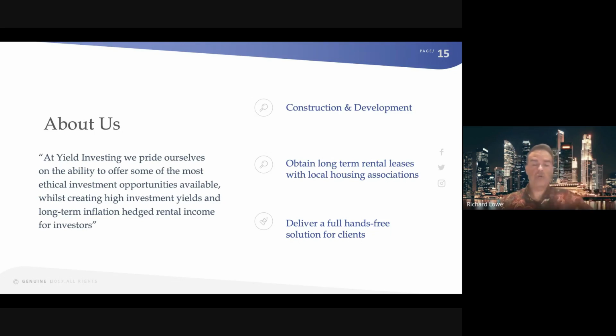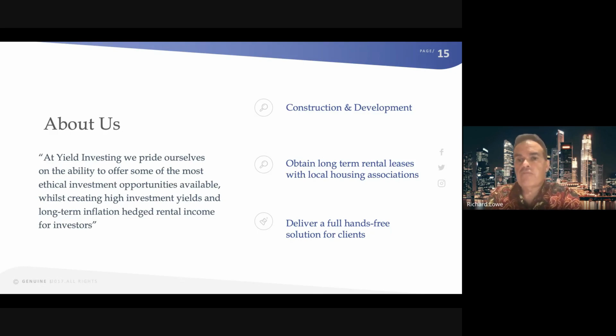And so not only are you getting a great investment, but you're actually helping somebody and society with a great need. Now, Yield Investing will provide a complete turnkey package. So what Yield Investing do is they're constantly on the hunt for properties. They then find the right properties in the areas where they're working with what we call housing associations, which I'll come to in a moment.